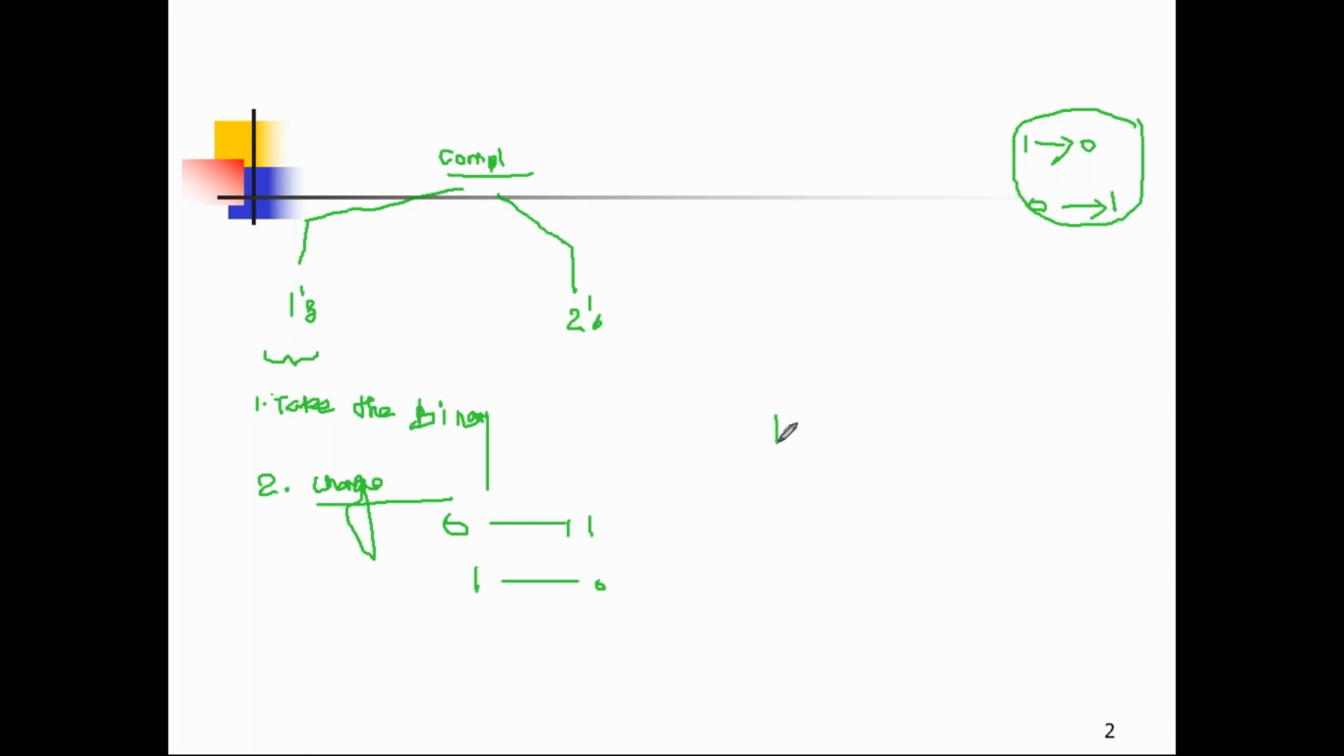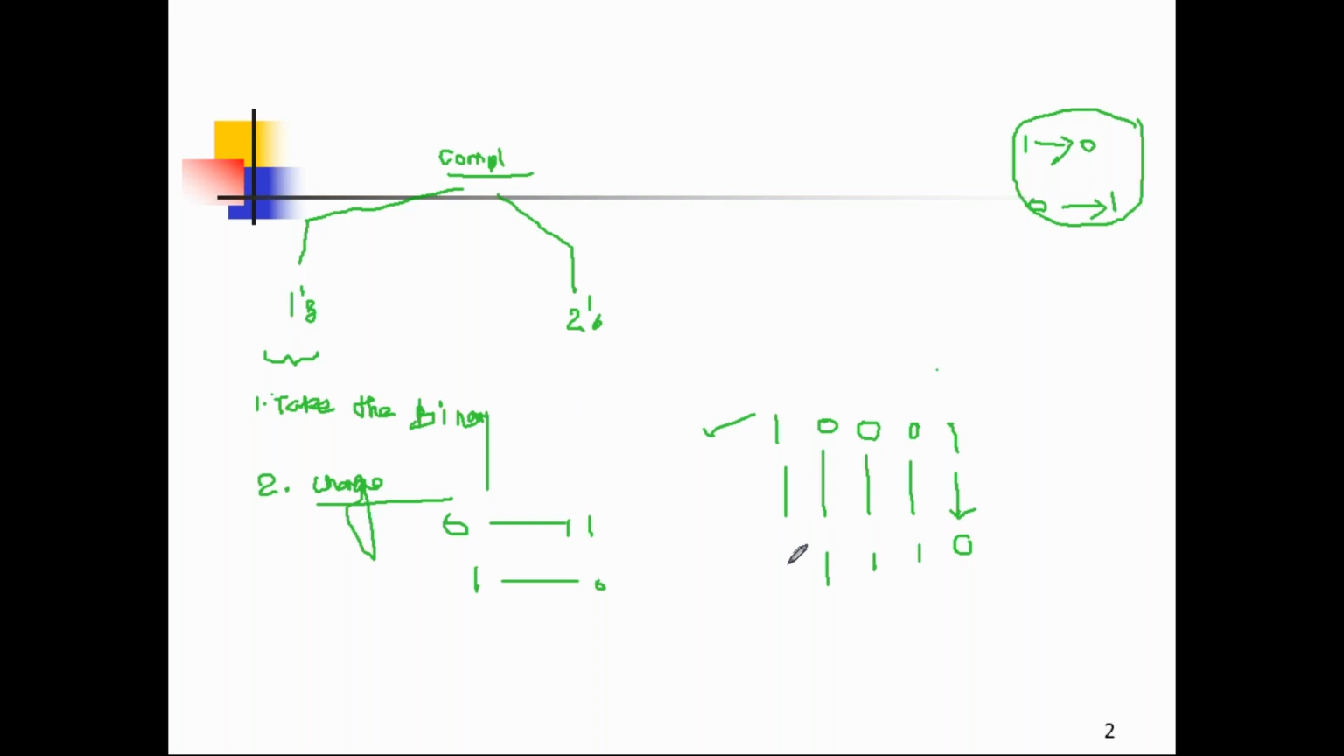For example, what is the ones complement for this binary number? This is a binary number given to you. First you should know this is a 5-bit binary number. This is the LSB, this is the MSB. So what is the rule? Take the binary number as it is, then change ones into 0, zeros into 1. That is the ones complement.